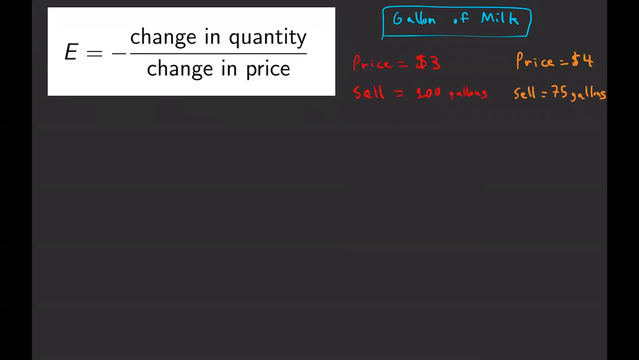So when we calculate this elasticity, we have this negative sign that I'll explain in a second. Then let's look at the change in quantity. We ended up at 75 and we started at 100, so I want to take the difference there. For the price, we ended up at $4 and we started at $3. What you'll notice, on the numerator, we have negative 25, and on the denominator, we have a positive 1.